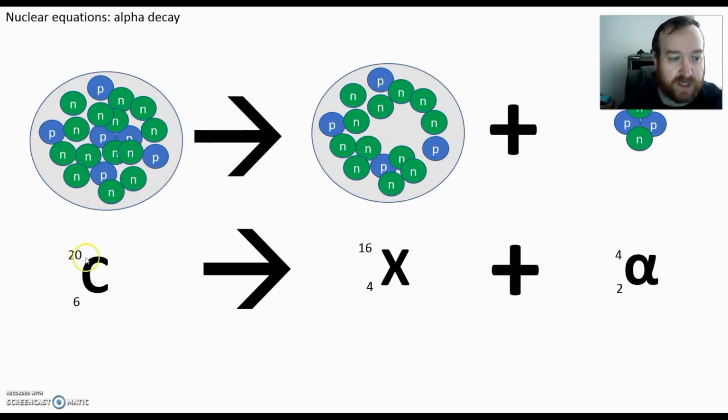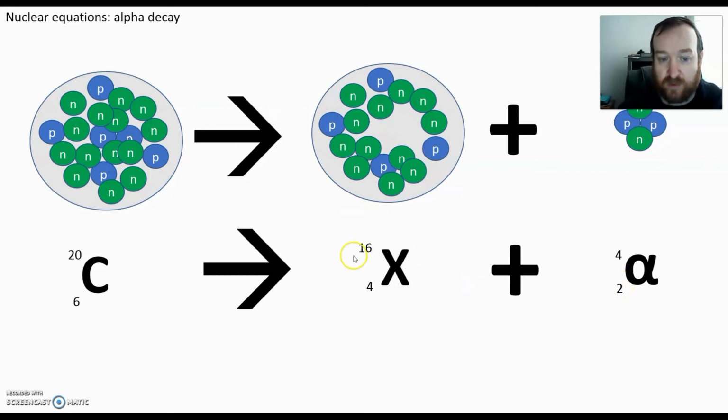So here's my carbon-20, it's got 6 protons, it's got 14 neutrons. Here's this new element, I've just called it X because I don't know what it is yet. It's got 4 protons, and it's got 16 as its atomic mass. And it's got the alpha particle here, which has an atomic mass of 4 and 2 protons. And here's where that math at the start comes in. 20 equals 16 plus 4. 6 equals 4 plus 2.